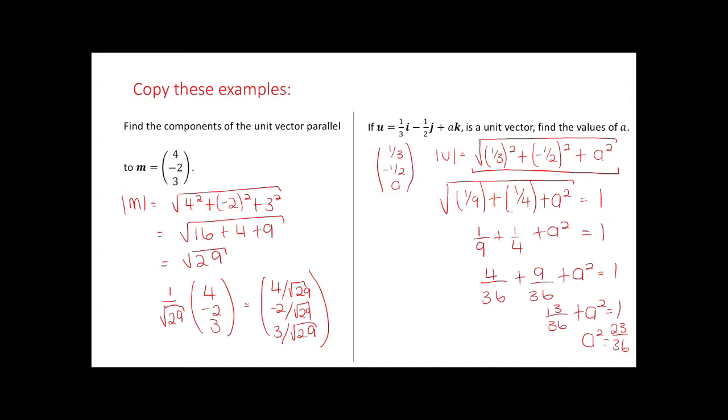Now they want a value of a, we don't want a value of a squared. So a must be equal to positive or negative, because we're square rooting, the square root of 23 over 36. So that's my possible values for a.